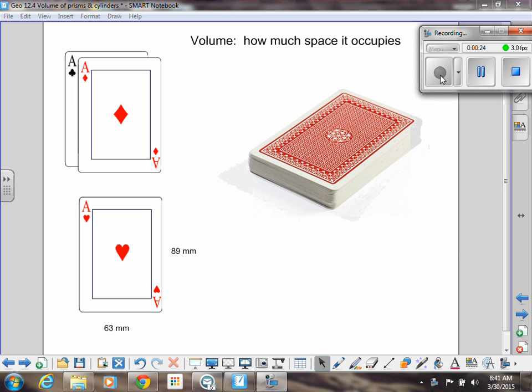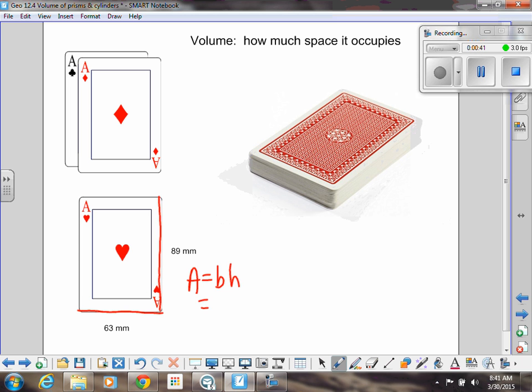A single card is about 63 millimeters across and 89 millimeters tall. So if I wanted to find just the area of one card, remember that's just base times height. So we could do 63 millimeters times 89 millimeters, and that gives us 5,607 millimeters squared. All right, so that's just one card.